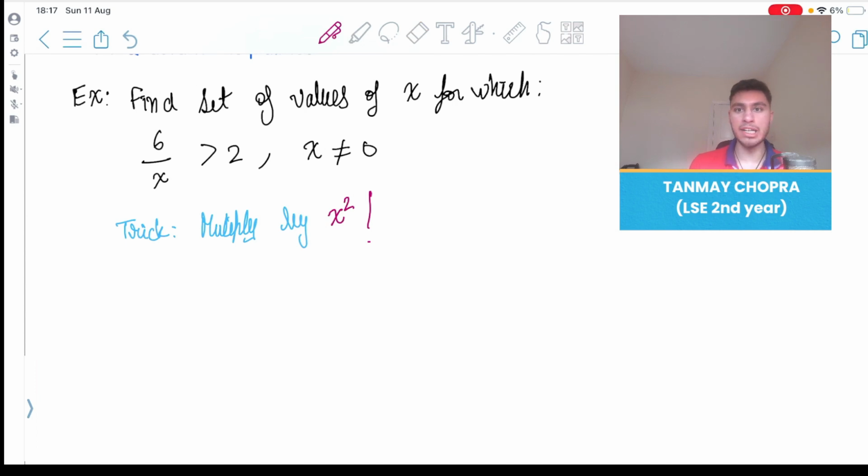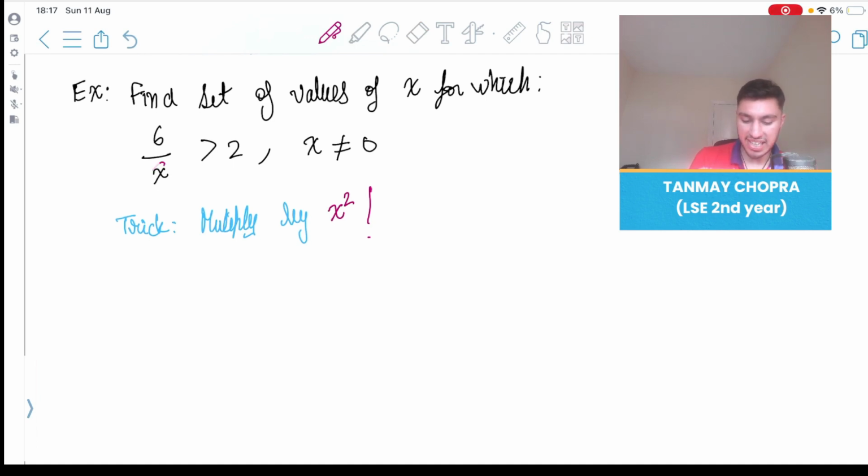And the trick here is to multiply by x squared. Now, why am I multiplying by x squared and not x? Because I don't know if this x is negative or positive, right? If I'm multiplying x on the other side, x can be negative or positive, right? So I don't know if I need to switch the inequality or not.